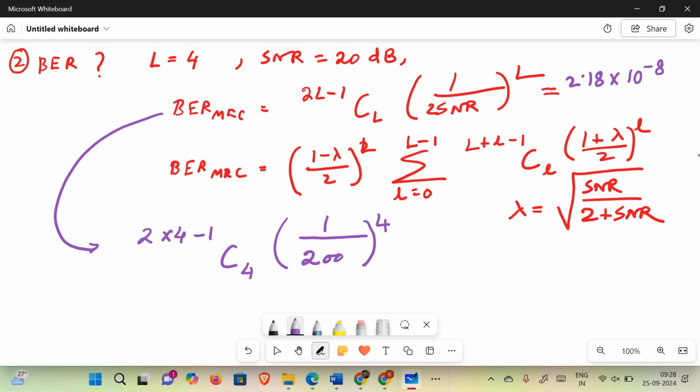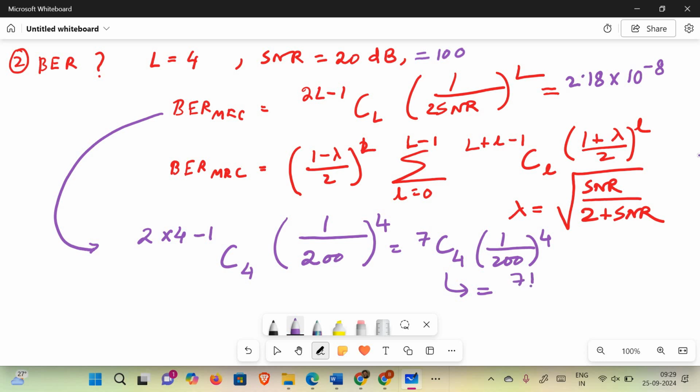Once you substitute L equals 4 and SNR is 20 dB, this in linear scale is 100. We have just now calculated that in the previous question. So that 100 is kept over here and you can solve it. So this is 8 minus 1, so it is becoming 7 C 4, 1 by 200 whole to the power 4. That's all. Even this can be done by anyone, if you have a problem.